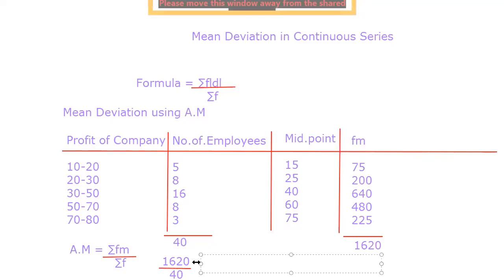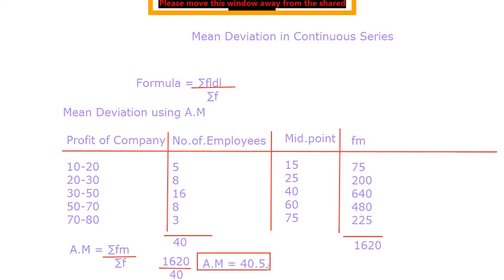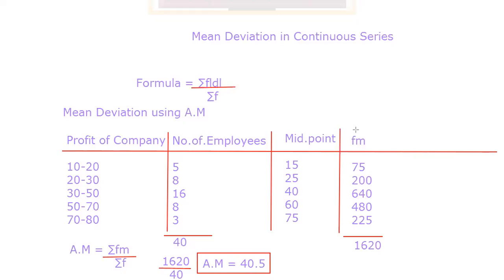So AM is equal to 40.5. This is the base for us to identify the mean deviation using arithmetic mean. This is our first step. Now we are about to identify deviation. So how can we find deviation?